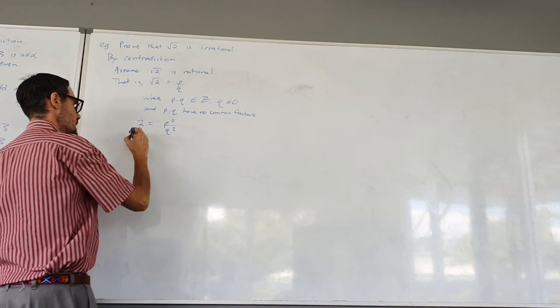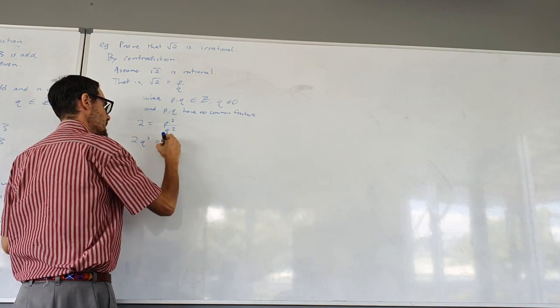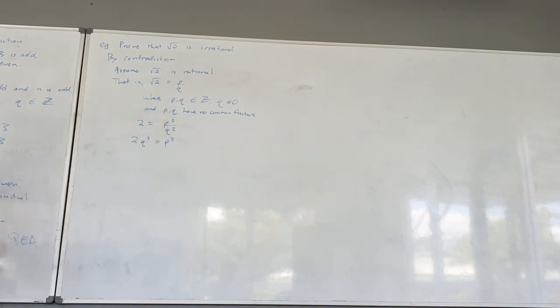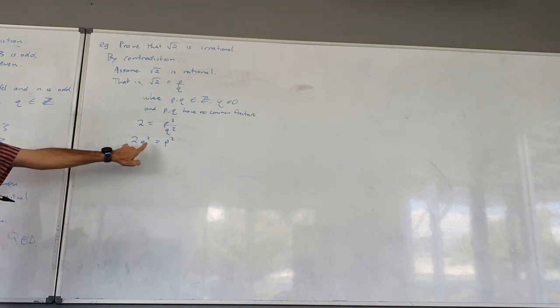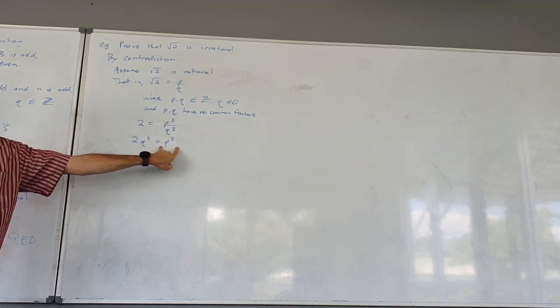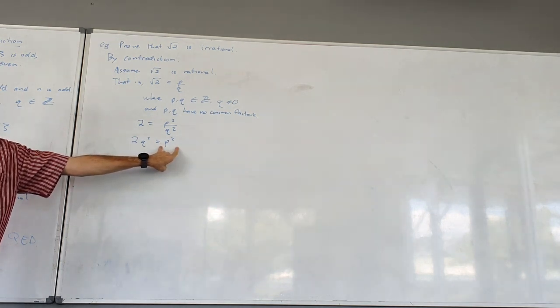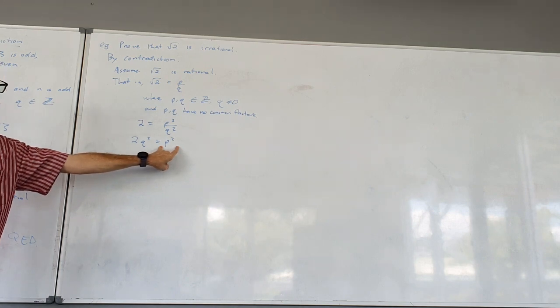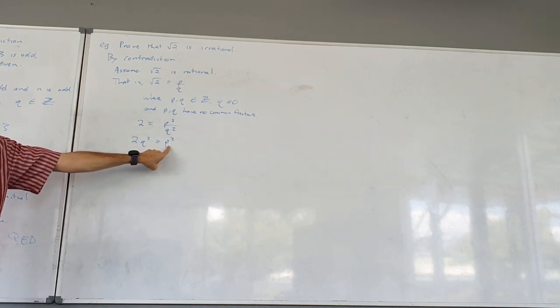Well, that means 2q squared has to equal p squared. Q is not 0, so I'm allowed to multiply both sides by q. Now, this is the bit that's the trickiest to get your head around. This side is even. That means this side has to be even. You agree? That means 2 has to be a factor of p.